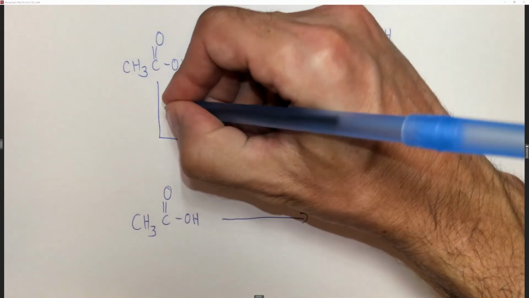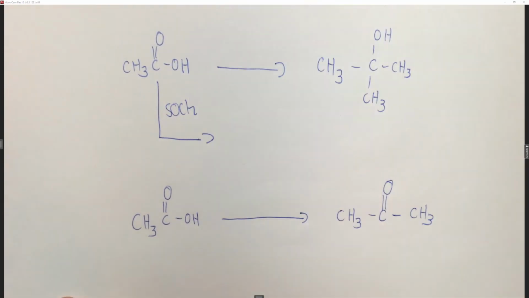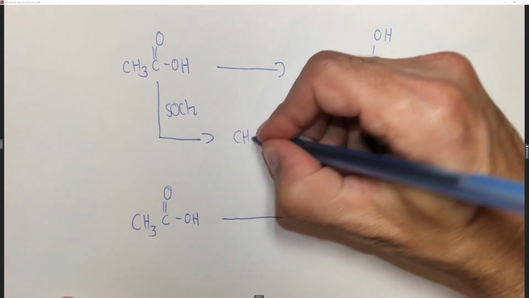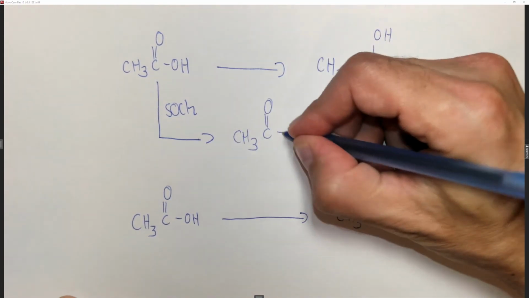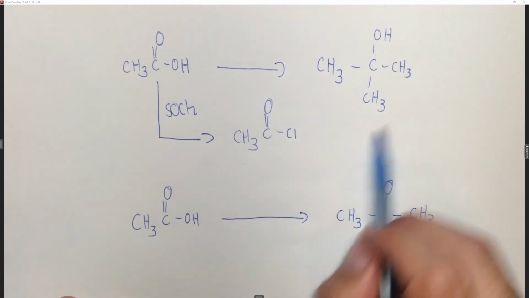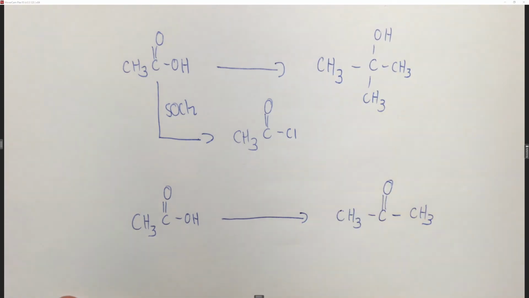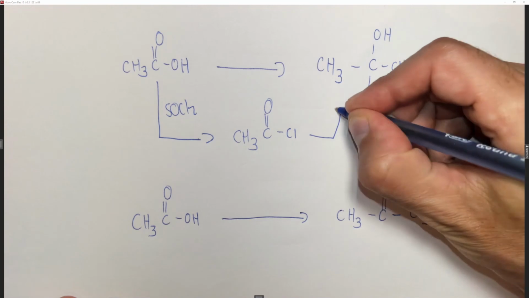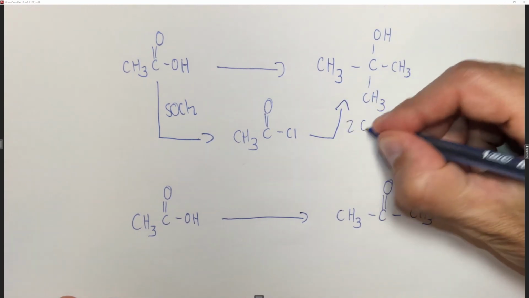So we need to turn this into an acid chloride. How do we do that? SOCl2. We then get CH3, C double bond O, bond Cl. And if I didn't mention, these are 2-step processes, as you've seen in other sections like this. We now want to convert it to this molecule right here. Well, in this case, we can do the Grignard.